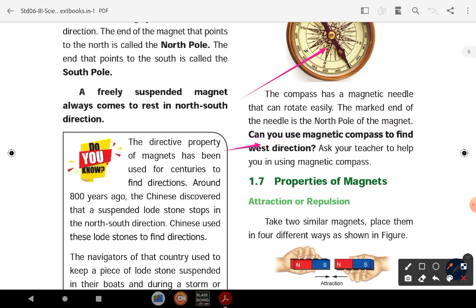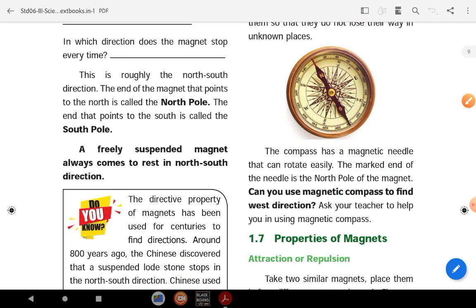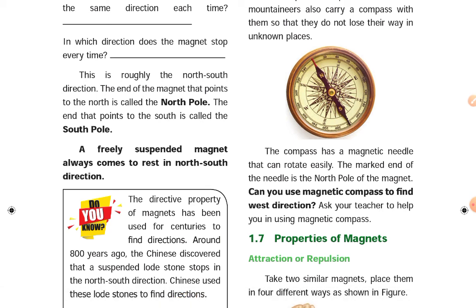Can you use a magnetic compass to find out directions? Okay, children, I am asking you. Can you use a magnetic compass to find out direction? Yes, of course you can. Look at this picture. This is a magnetic compass and you have all the directions marked on it. You have the north, south, east, west, and then you have northwest, northeast, southwest, southeast. Every direction can be found out using a compass because everything is marked here.